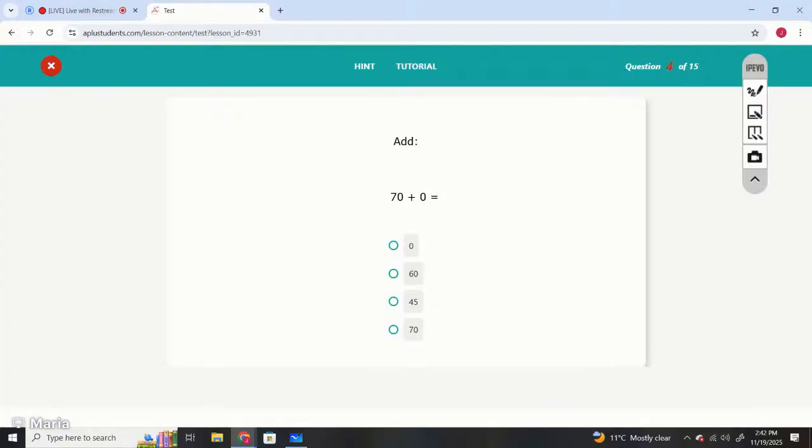70 plus 0, which is the correct option. Very good. Adding 0 to any number means the number stays the same. Whatever number it is, when you are adding 0, that means the number is the same. So 70 plus 0 is 70. Option number 3 is the correct option.